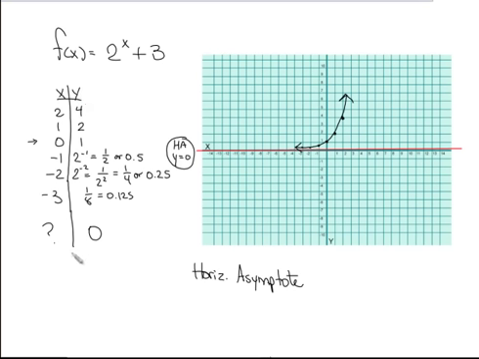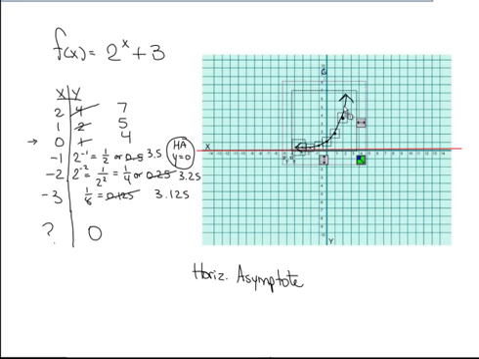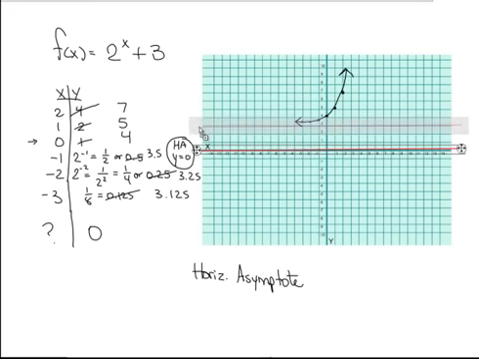then what would happen is we would add 3 to each of these. So this would now be 7, this would be 5, this would be 4, this would be 3.5, 3.25, 3.125, and we would get exactly the same thing. The only difference is that these guys would be up 3 more units. And our graph would be there. Likewise, it would cause our asymptote to also go up 3 units.